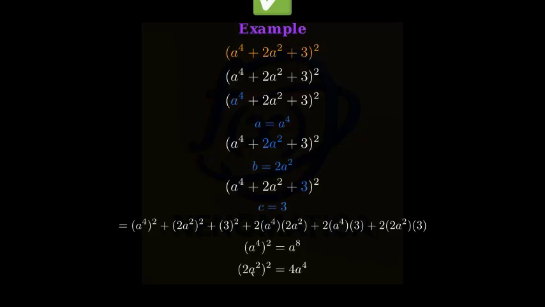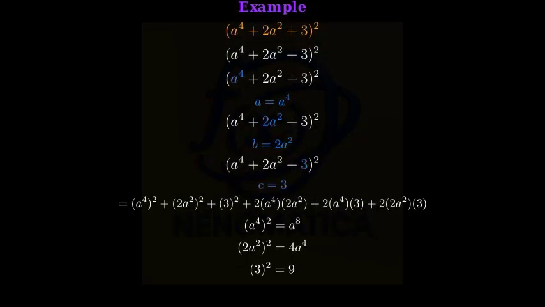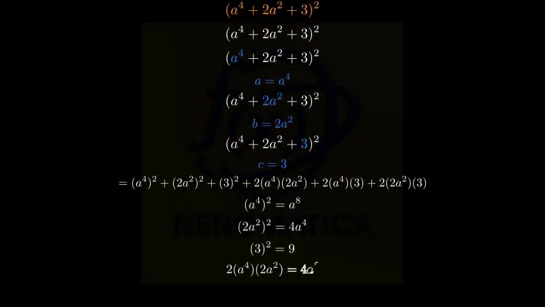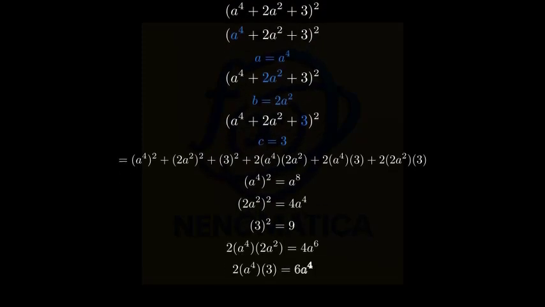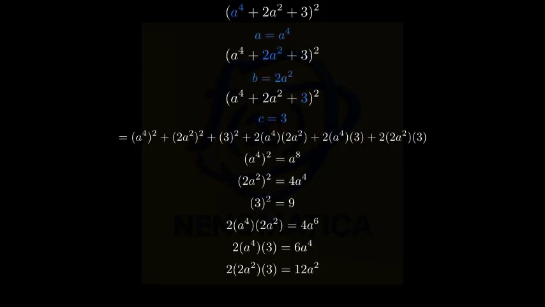Let's compute each of these terms. First, a to the 4th power squared equals a to the 8th power. Next, 2a squared squared equals 4a to the 4th power. 3 squared equals 9. 2 times a to the 4th power times 2a squared equals 4a to the 6th power. 2 times a to the 4th power times 3 equals 6a to the 4th power. Finally, 2 times 2a squared times 3 equals 12a squared.